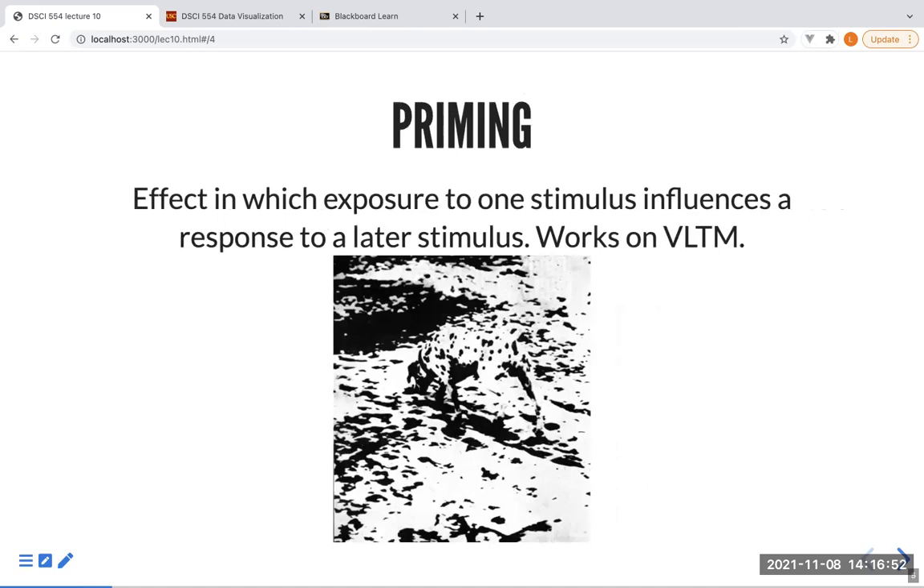So the technical word that we use for pre-impressions is called priming. So in this image, now, can you see something in this? Can somebody see something?